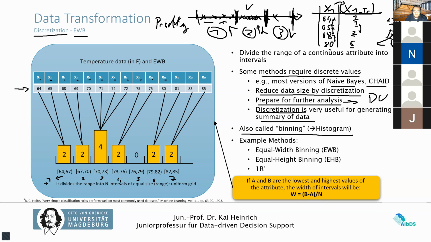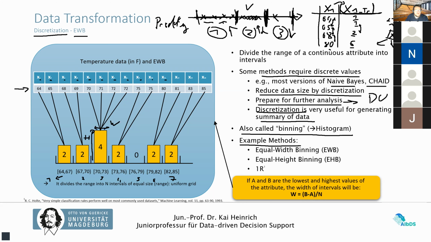So this is also called binning. This is the same as what we do in a histogram. Basically there are two methods that we can use. So we have equal width binning. As you can see, every bin has a height, right? This is the height, this is the height, and this is the width of the bin.